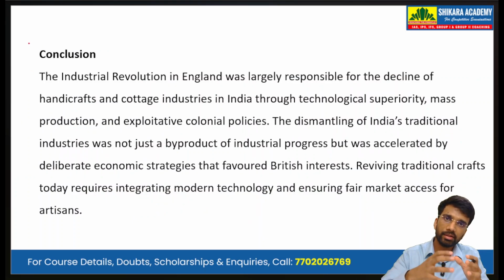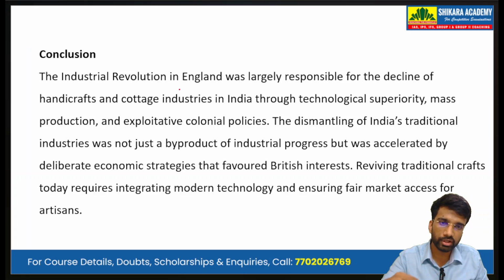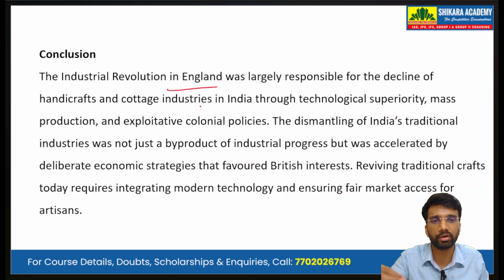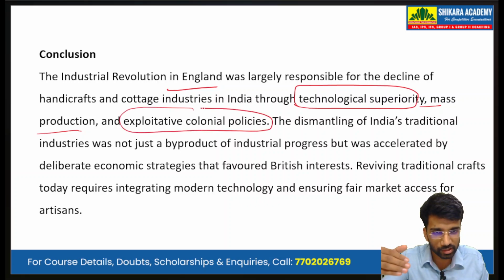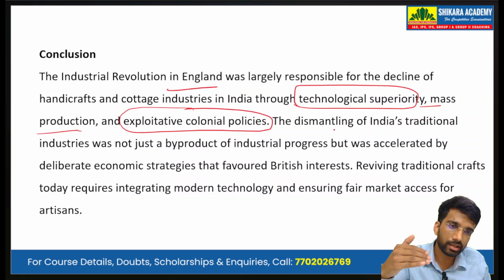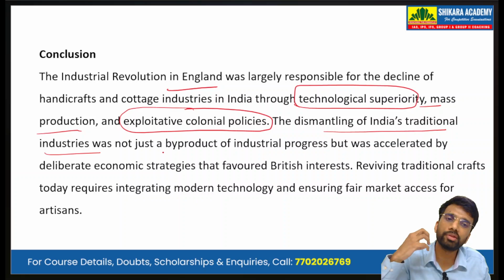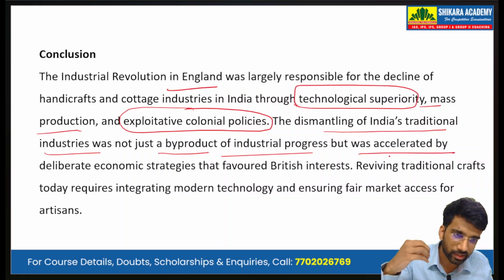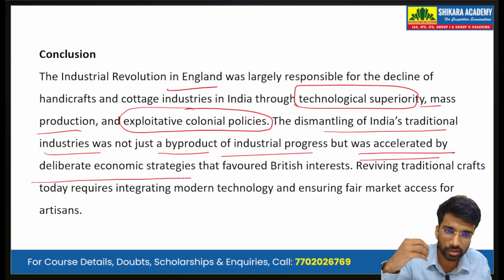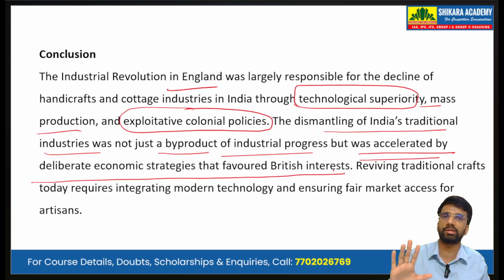In conclusion, we summarize the answer. The Industrial Revolution in England was largely responsible for the decline of handicrafts and cottage industries in India through technological superiority, mass production, and exploitative colonial policies. The dismantling of India's traditional industries was not just a byproduct of industrial progress, but was accelerated by deliberate economic strategies that favored British interests.